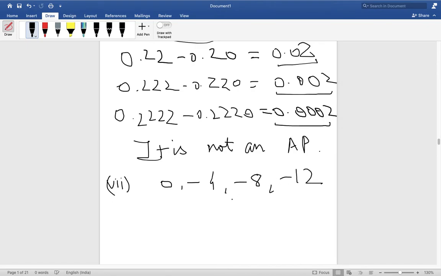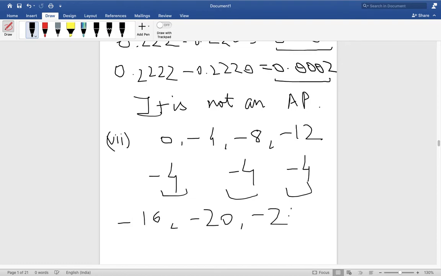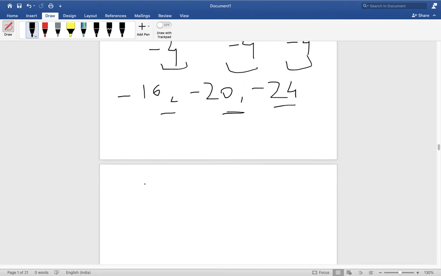So 0, minus 4, minus 8, minus 12. Common difference is minus 4 here, minus 4 here, minus 4 here. Easy to solve. It's an AP. Just keep on adding minus 4 to each term: minus 12 and minus 4, minus 16, minus 20, minus 24. This will be the next 3 terms. Minus 4 minus 0 is minus 4. Minus 8 minus of minus 4 is minus 4. Minus 12 minus of minus 8 is again minus 4. It's an AP.